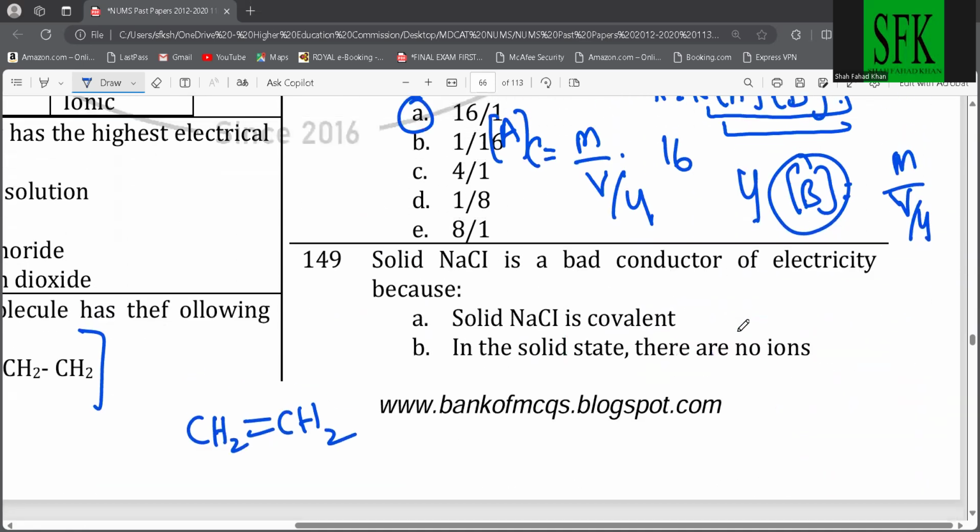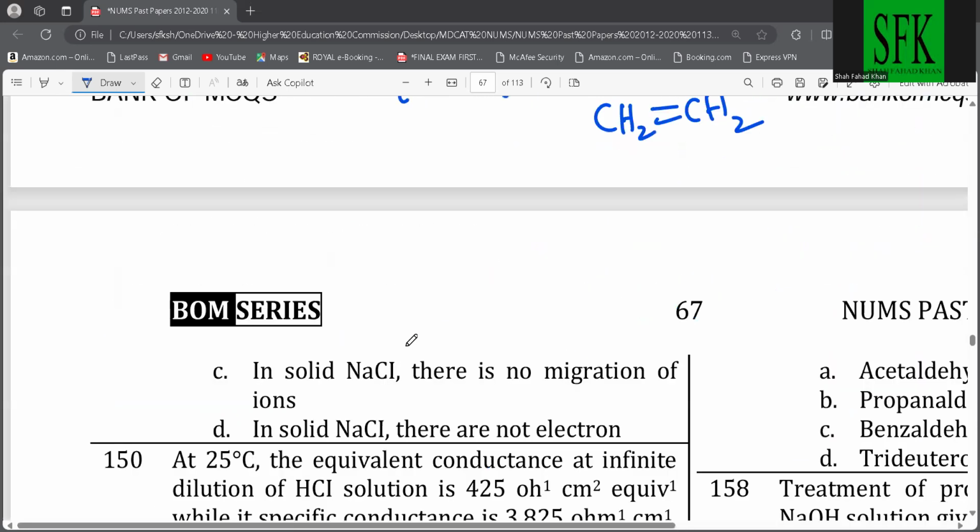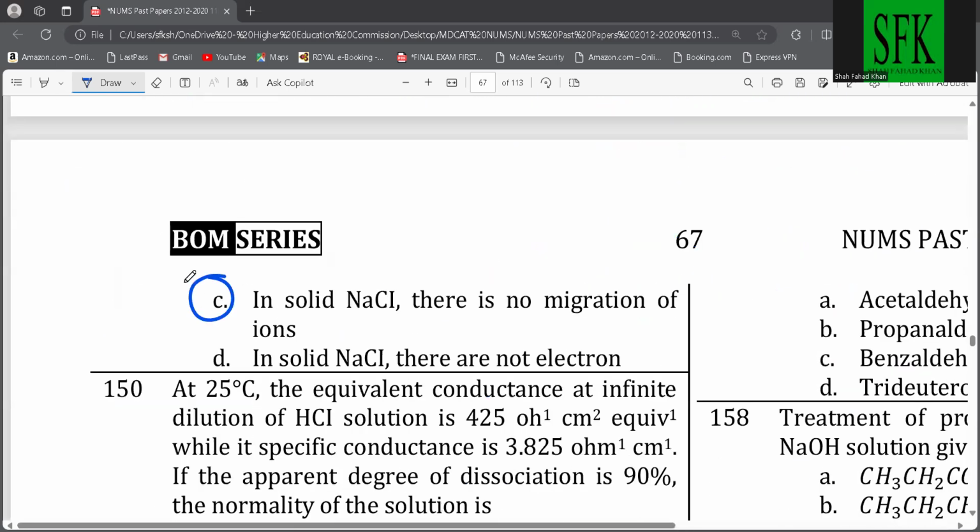Now, solid sodium chloride is a bad conductor of electricity because in the solid state there are no free ions. There is no migration or no movement of ions.